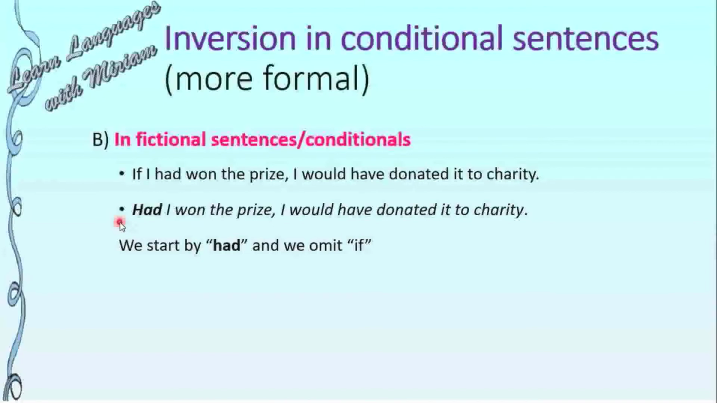So what have we done here? We have started with had and we have omitted if. Look here, there's no if. Instead of if, we have started this sentence with had and we don't say if here. And here you can see the inversion. First is had and then the subject I.